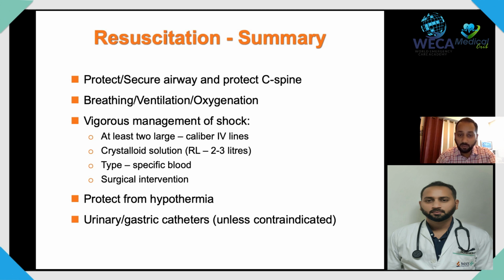Type specific blood should be arranged as soon as possible, and a surgical intervention should be planned as soon as possible. Patient should be protected from hypothermia, and unless it is contraindicated for some reason, urinary and gastric catheter should be put ASAP. Gastric catheters, like a Ryle's tube, will help us ascertain whether there is any other intra-abdominal bleeding, or some bleeding from the stomach, and urinary catheters can give us an idea about the urinary output, thereby giving us an idea about the perfusion of the kidneys.